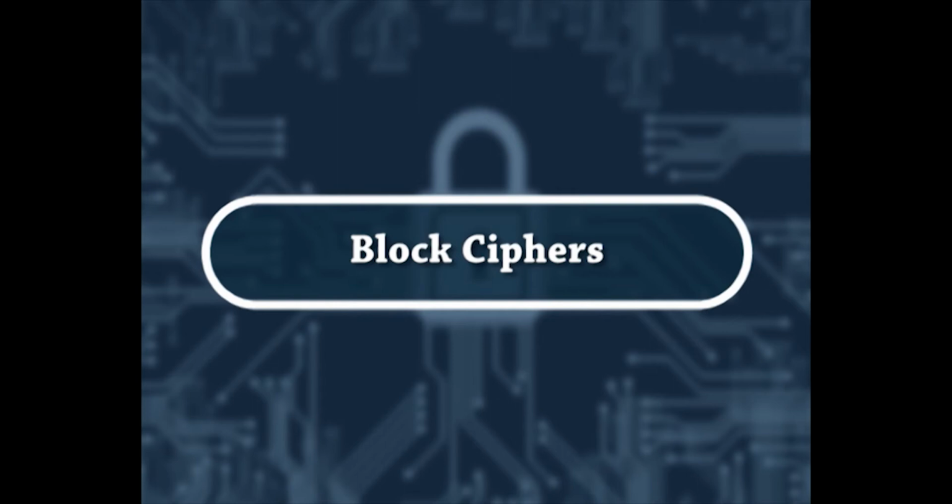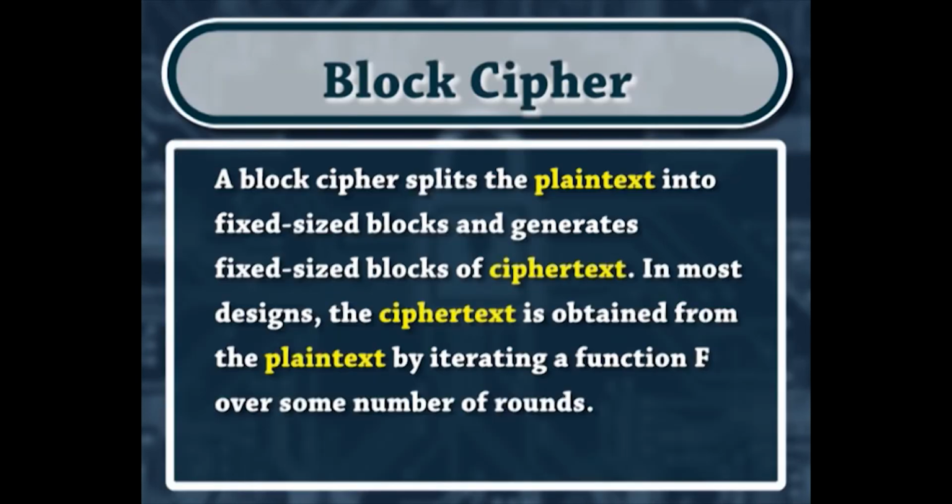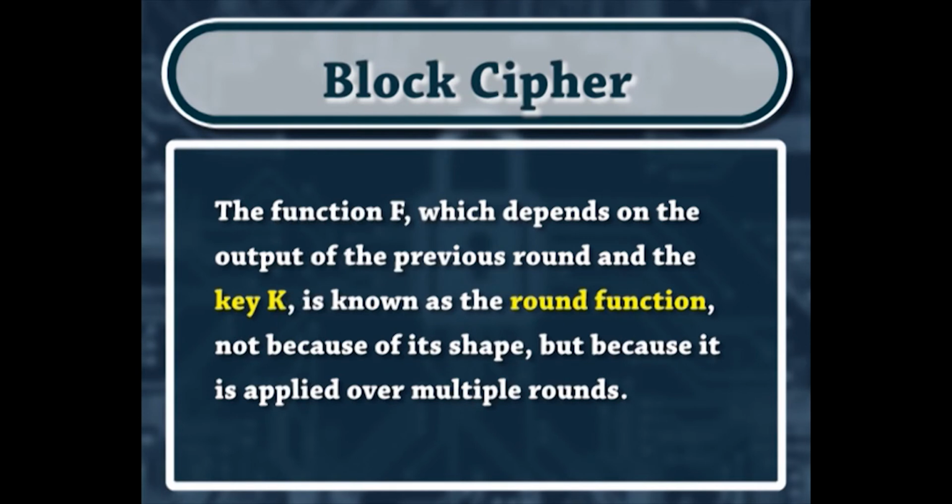Now, let us discuss block ciphers. A block cipher splits the plaintext into fixed-size blocks and generates fixed-size blocks of ciphertext. In most designs, the ciphertext is obtained from the plaintext by iterating a function f over some number of rounds. The function f, which depends on the output of the previous round and the key K, is known as the round function, not because of its shape, but because it is applied over multiple rounds.